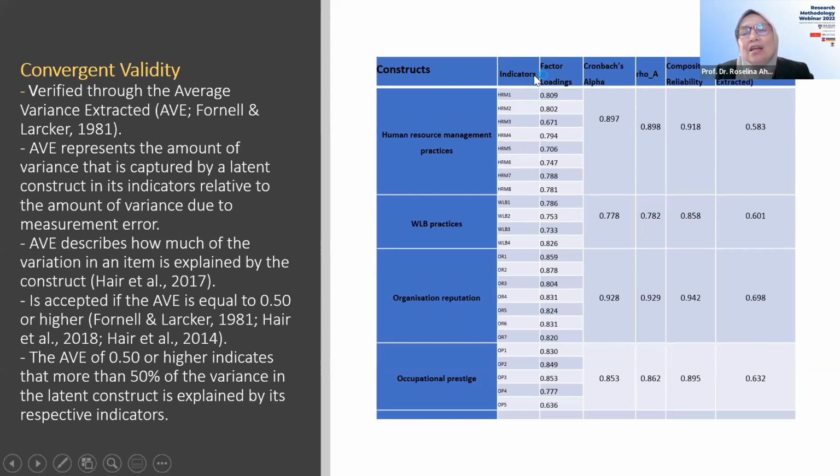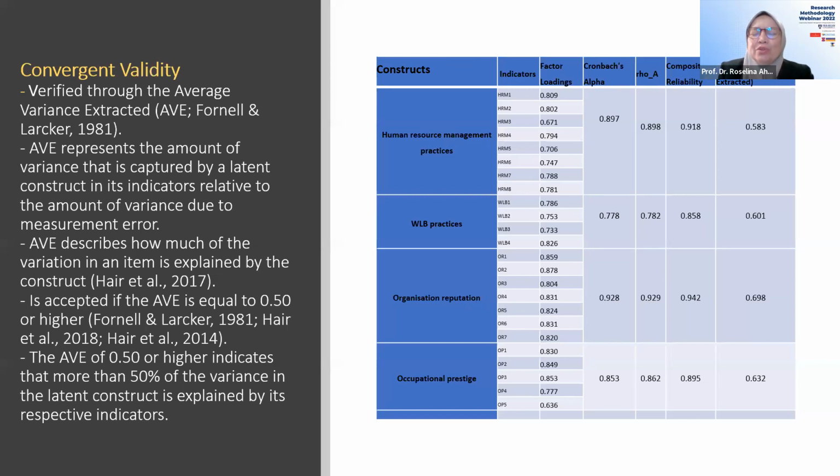the sequence of this labeling. It should start from construct and then indicators, factor loadings, Cronbach's alpha, rho, composite reliability, and AVE. But one time I discovered the sequence was changed. I'm not sure whether students are retyping the data, because if you are exporting it directly from SmartPLS, it will not change the sequence. The sequence is always like this: it starts from the construct and ends up with the AVE.